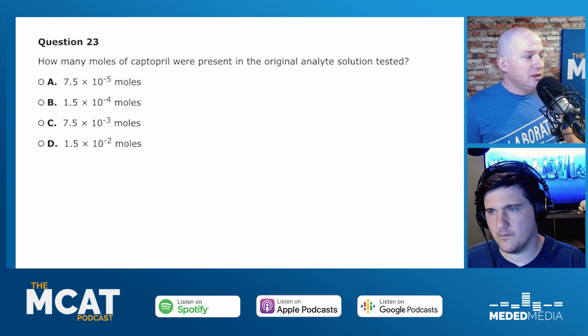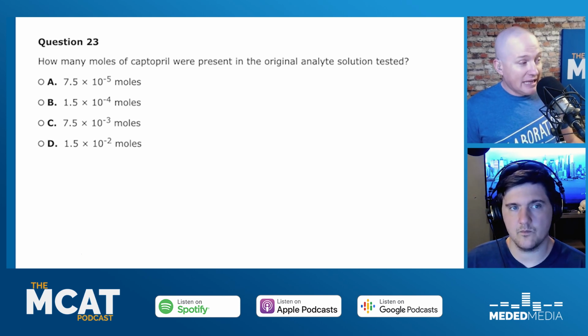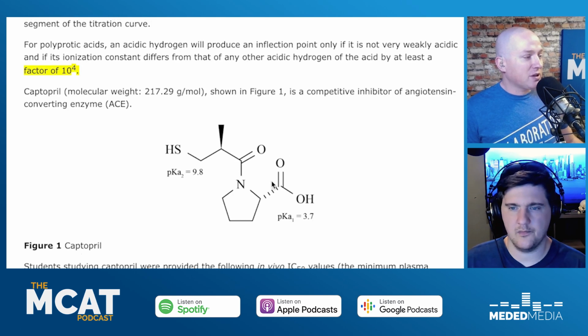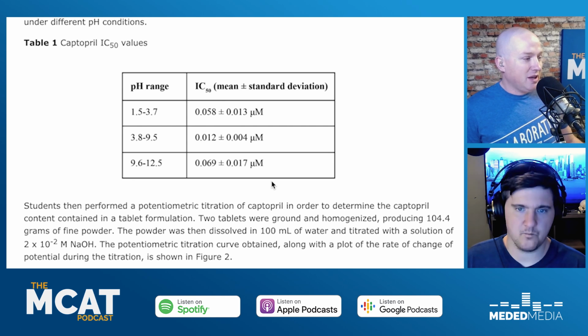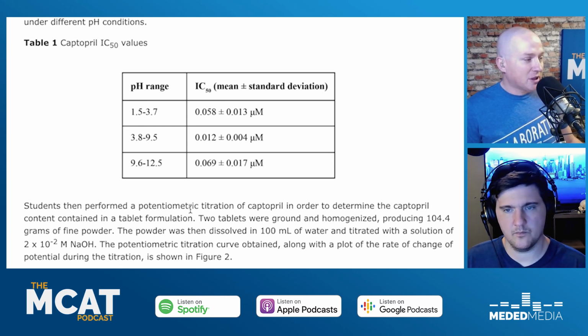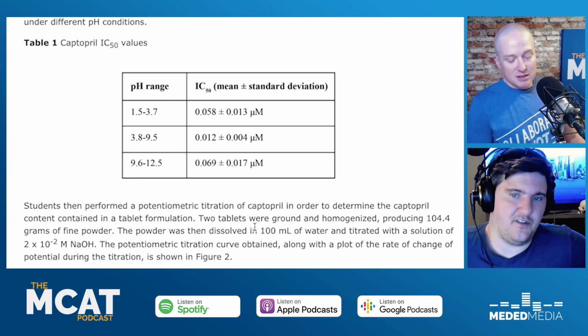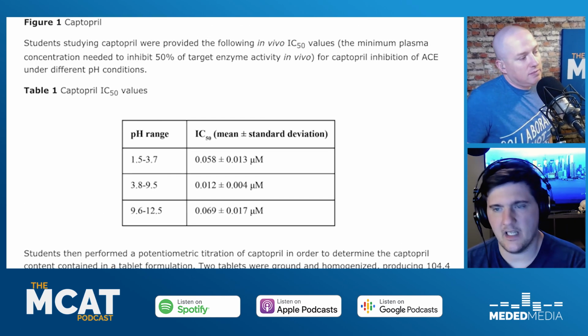So the question is, how many moles of captopril were present in the original analyte? I don't know what the original analyte means, just based on the passage. All I remember talking about here is the captopril content, where they produced 104.4 grams of the fine powder dissolved in the 100 mils of water. Is that what they're saying is the original? Yeah, so they're trying to figure out just how many moles of captopril are in the container. Okay.